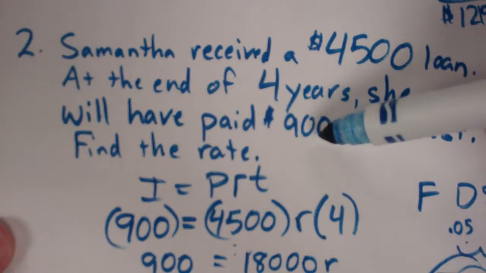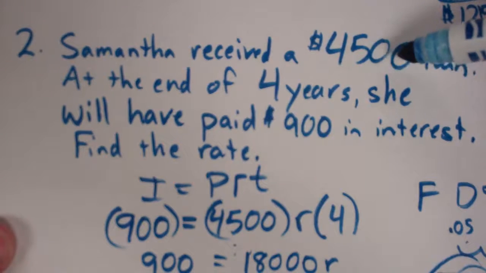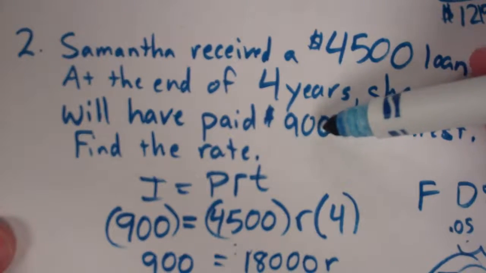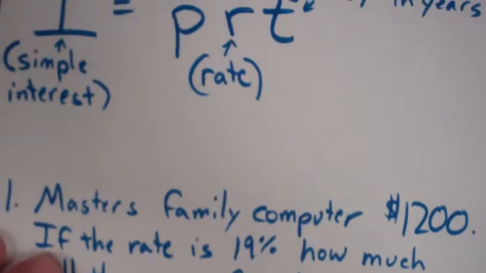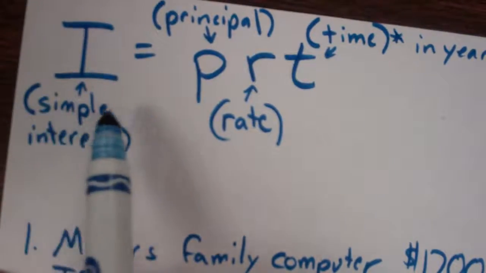Now don't forget, that's the amount of interest, so they would have been paying the $4,500 back as well as the $900 back. Alright, so principal times rate times time gets you the amount of simple interest.